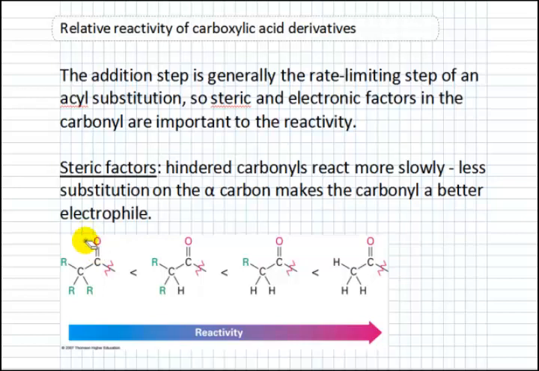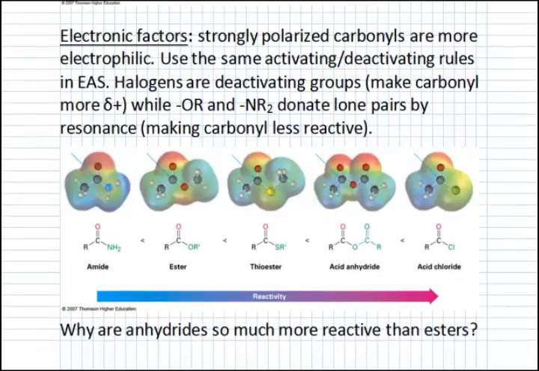Hindered ones have bulky R groups nearby. If there is less substitution on the alpha carbon, remember the alpha carbon is the one next to the carbonyl, if we're unsubstituted, so if we have something like a methyl group next to the carbonyl, that will typically be the fastest if all we're changing is the substitution on the alpha carbon. Electronic factors actually end up being more important when we're considering the differences between all these different carboxylic acid derivatives. The reason for that is that strongly polarized carbonyls are more electrophilic. So we look at the leaving group, we use the same activating or deactivating rules that we used in the electrophilic aromatic substitution chapter.